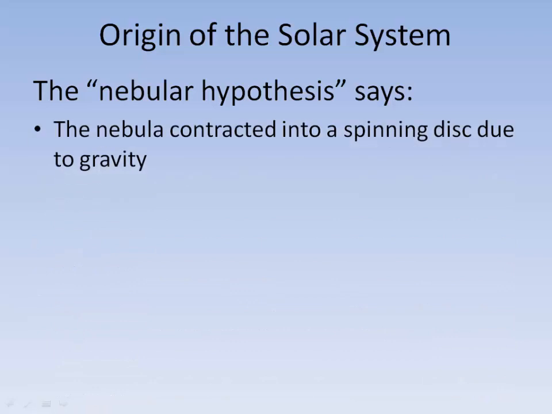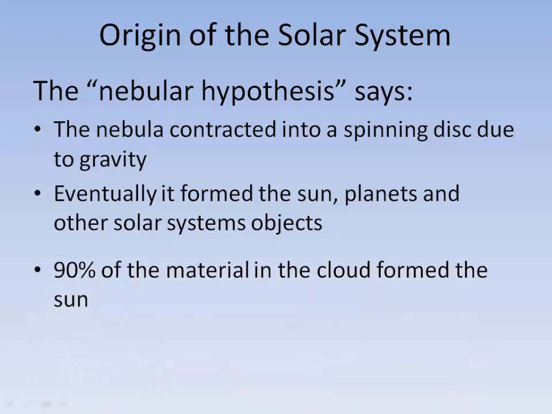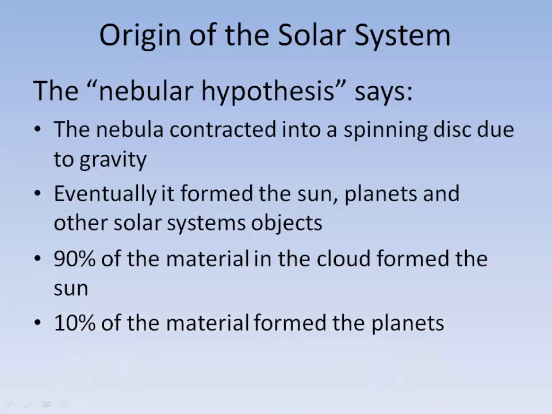Now, the nebula contracted into a spinning disk due to the pull of gravity. Rather than just being a big blob, it became a spinning disk with a bulge in the middle. And eventually it formed the sun, the planets, and all the other solar system objects. About 90% of the material in this cloud ended up in the sun, and about 10% formed the planets and everything else.